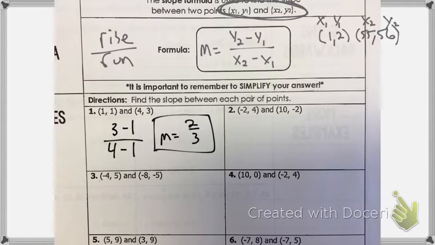M is always the letter for slope. We're always going to write our slope in simplest form.